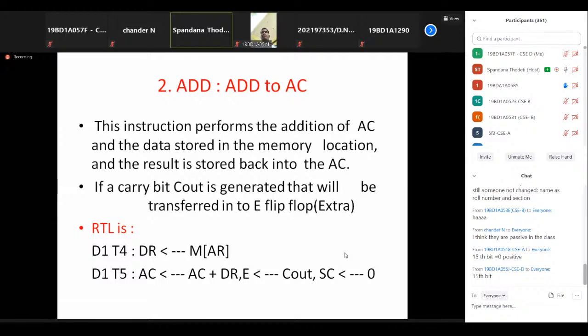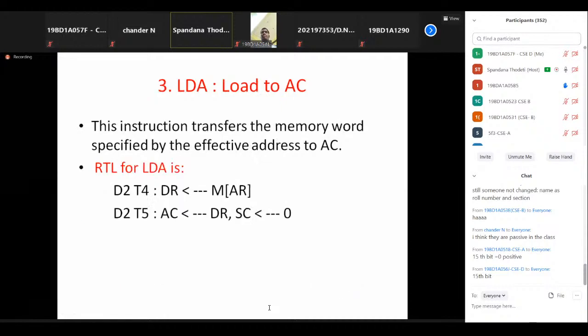Now, whenever you are performing the addition operation, there may be a chance to get carry values. Cout is a carry value, where you have to place the carry or borrow values. The extra flip-flop E is used for placing the carry and borrow values. So whenever this addition is performed, if a carry is generated, place that carry into the E flip-flop, that is, the extra flip-flop. Now the instruction execution is done, so you can make the sequence counter 0. Clear?